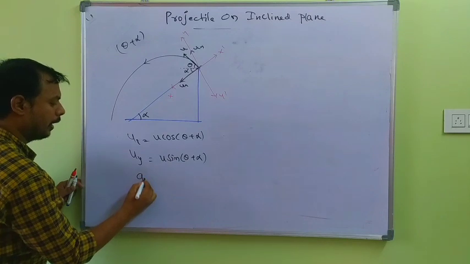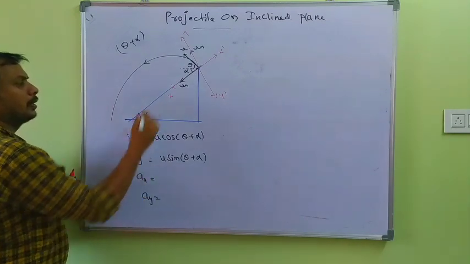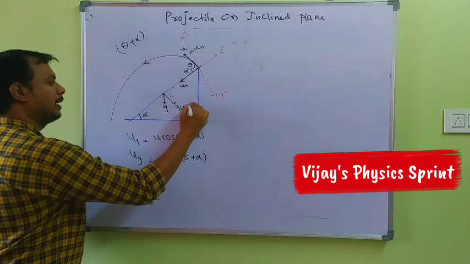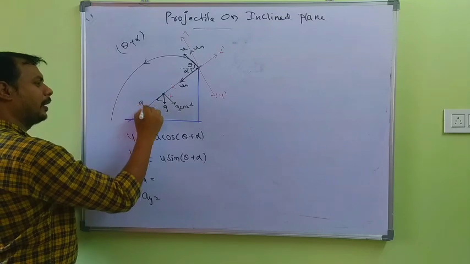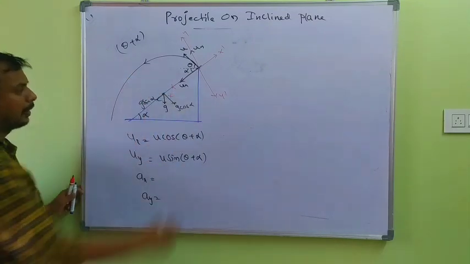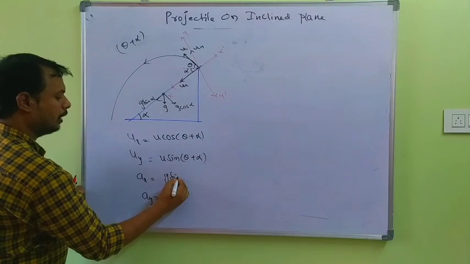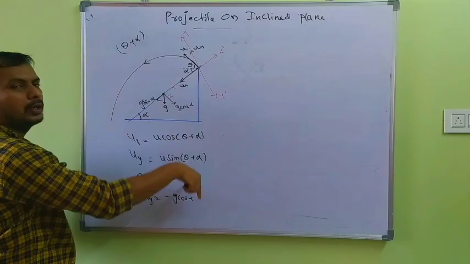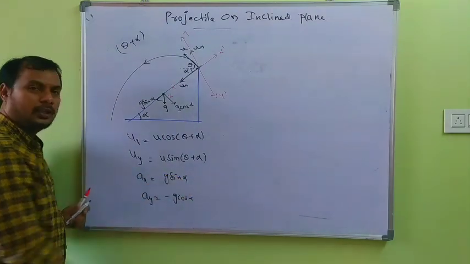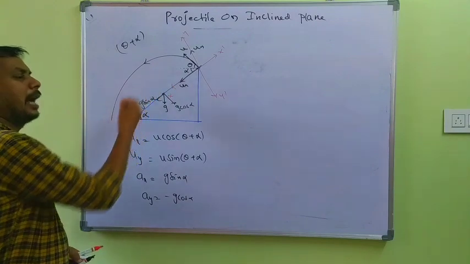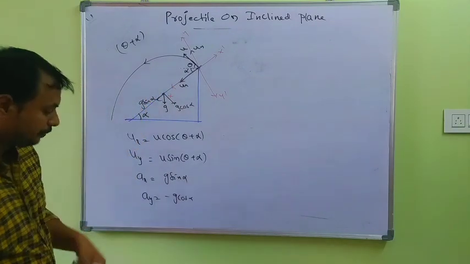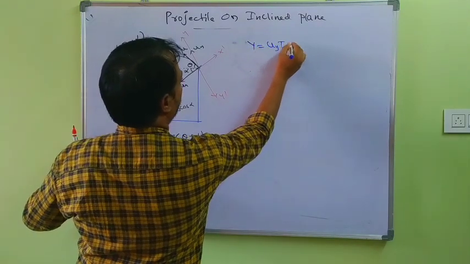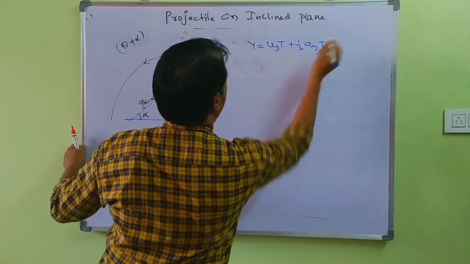Now the accelerations ax as well as ay. Gravity g resolves into two components, same as the previous case, that is g cos alpha and g sin alpha. So ax is equal to g sin alpha, and ay is equal to minus g cos alpha, toward the negative y-axis. So again we calculate the time of flight and range.